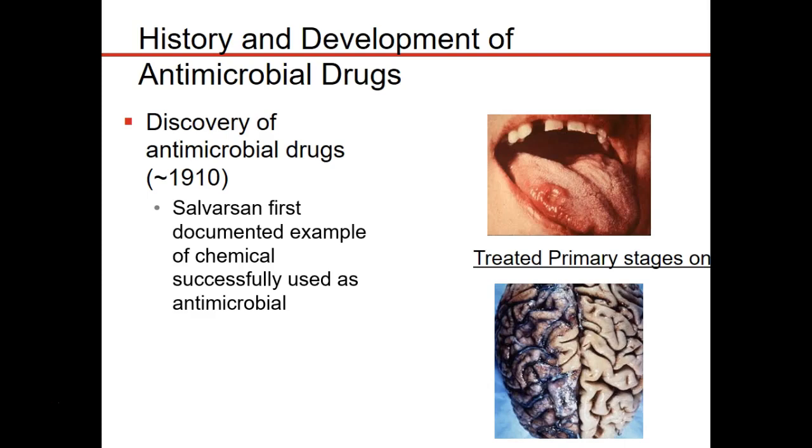Tertiary stage syphilis caused severe brain damage and death of the individual. So Salvarsan was able to treat syphilis if you caught it at that first primary stage.